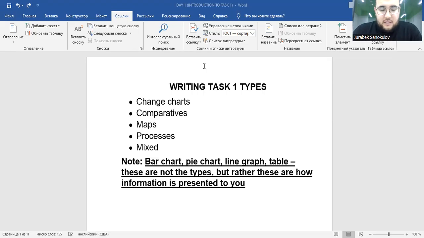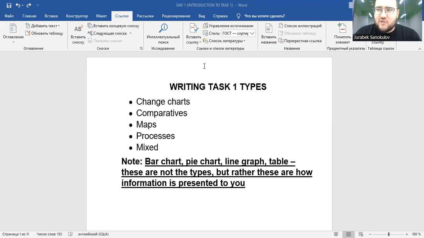All right. So, whenever I start teaching writing, whether it's online lessons or offline lessons, I ask this question: how many types of task one are there? And the usual answer by students is that they say there are around 7, 8 types of task one, which makes sense because they mention things like bar chart, pie chart, line graph, table, and stuff, right? But this is rather a confusing way to categorize types of task one because knowing these types is not going to help you much.